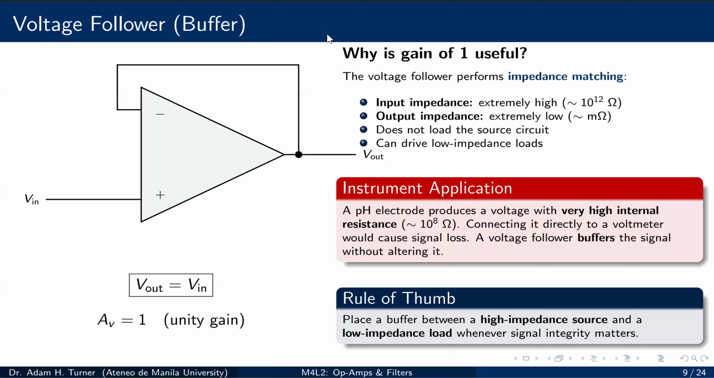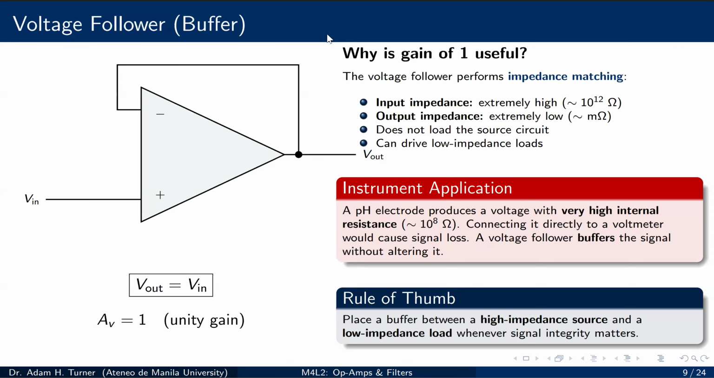The answer then is in impedance matching. The input impedance is going to be massive, on the order of 10 to the 12 ohms. The output impedance is nearly 0. The voltage follower acts as a buffer. It copies the voltage without drawing a current from the source and without losing voltage to the load.